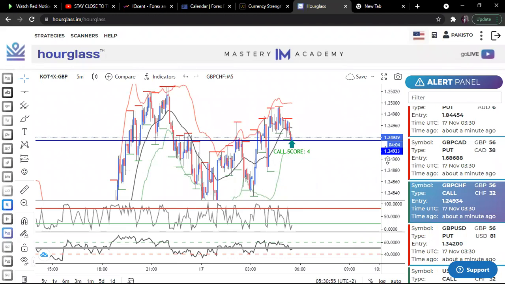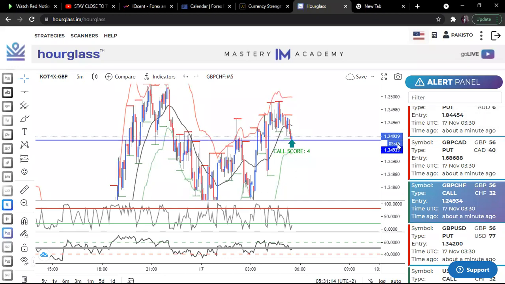Clean setup, ladies and gentlemen. And we are flying in profits, right? Everyone should be in profits on this trade. We are definitely in profits on this trade, ladies and gentlemen. This is GBP CHF for a call. Market made a massive push at the start of the new candle to the upside, all right? And that's why we are in profit.